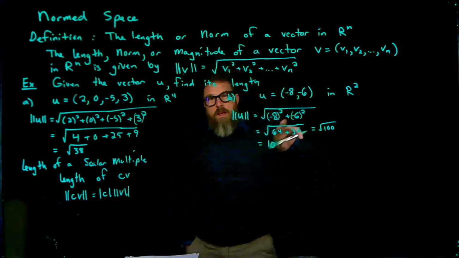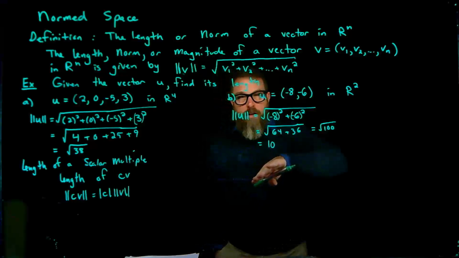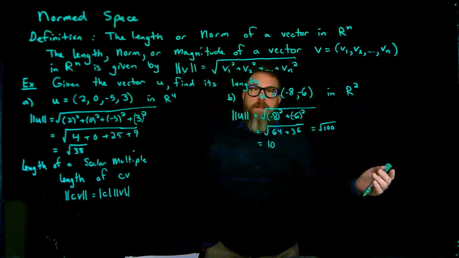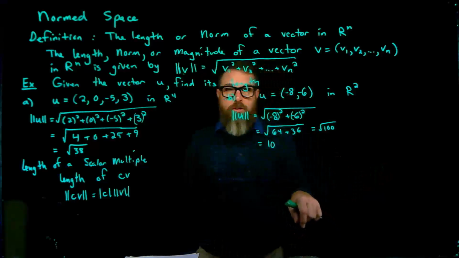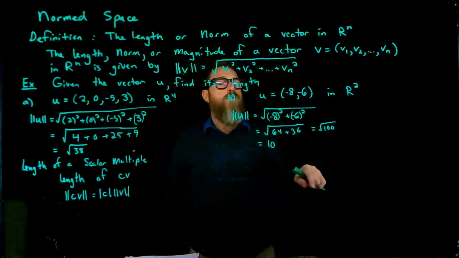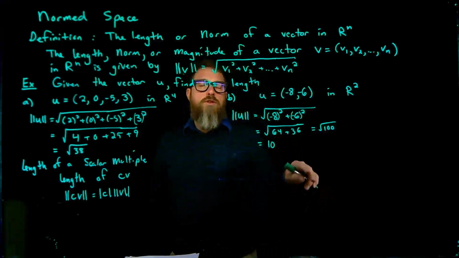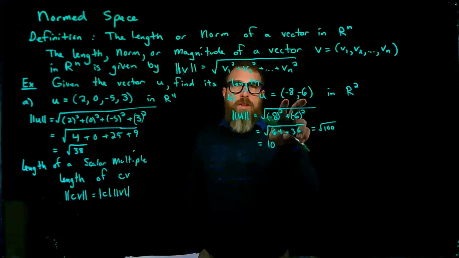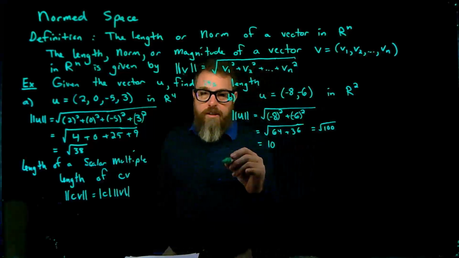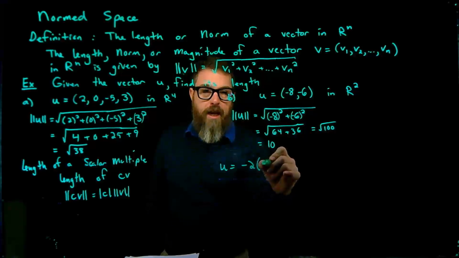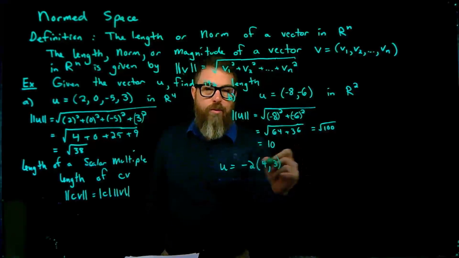So we can really see the length of a vector 8, 6, and the length of a vector negative 8, 6, of course, are going to have the same length because they have the same magnitude, because it's the sum of the squares of its components, which makes under the radical always positive. So this is divisible by negative 2. So I can say that u is equal to negative 2 times 4, 3.